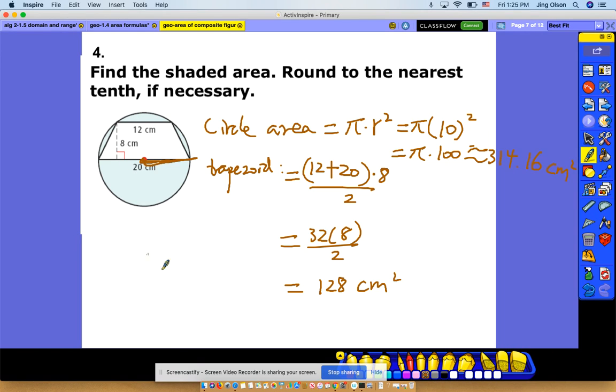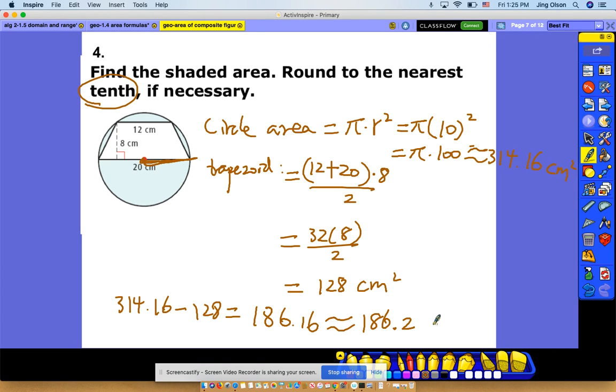To find the area of the shaded part, we have to subtract. Instead of adding, this one is actually subtraction. 314.16 minus 128. The answer is 186.16. Let me double check with the calculator. Yeah, 186.16, which rounded to the nearest tenth will be 186.2 centimeters squared. So this is the final answer for the area of the shaded part.